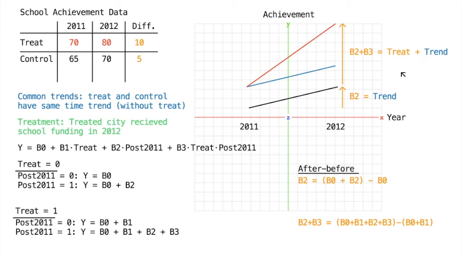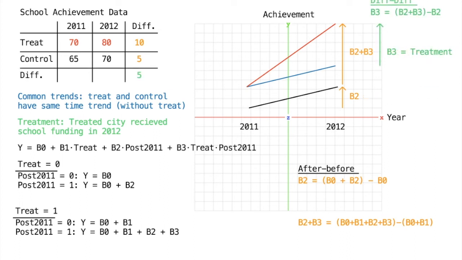According to the common trends assumption, the school achievement trends in both the control and treatment cities will be the same in absence of the treatment. Since the two trends are the same, we can take the difference in the before-after analysis across the treatment and control group to recover the treatment effect.